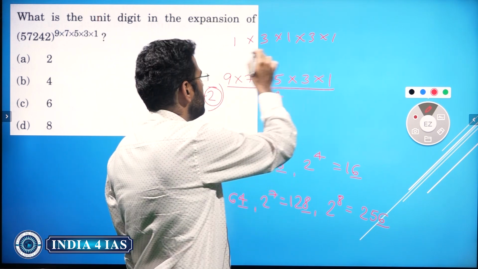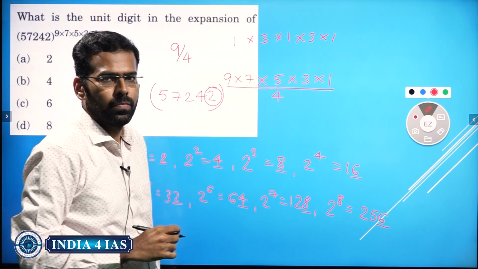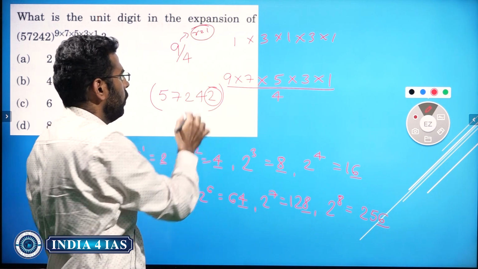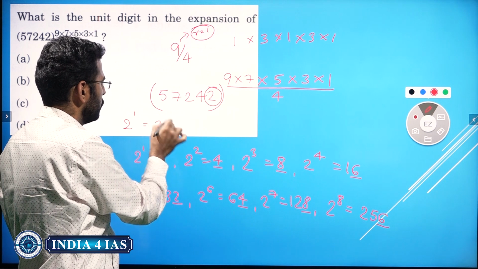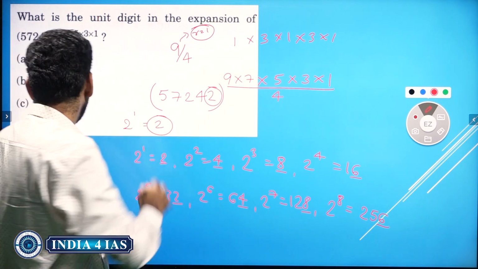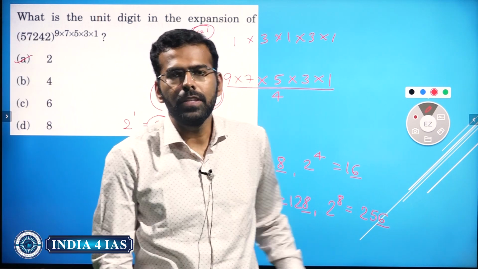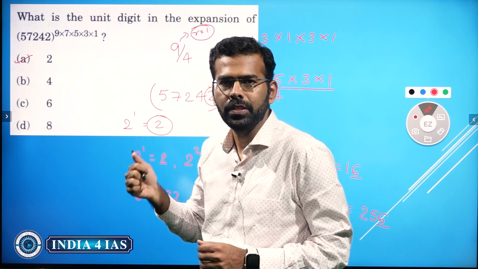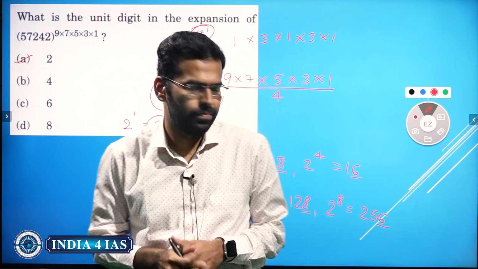So you have to see 9 by 4. What is the remainder? It is 1. So you have to check 2 to the power of 1, which is 2. So this is the unit digit of this entire exponential. The answer is 2. In this way you can save a lot of time in the exam hall to solve such questions, where you don't need to multiply everything to get the answer.